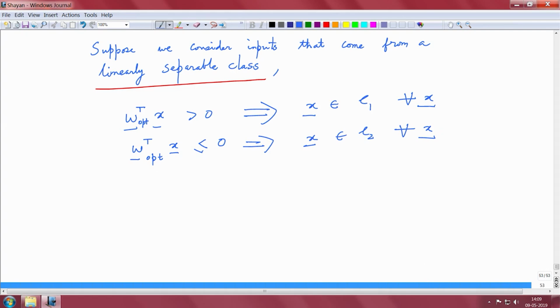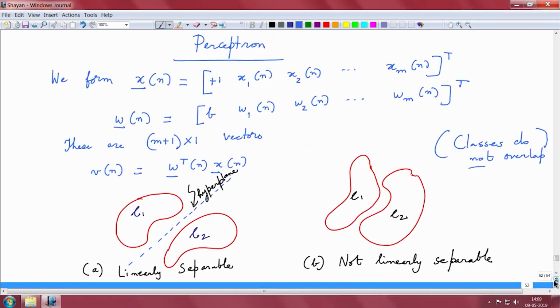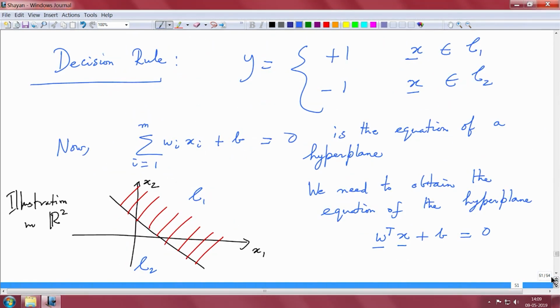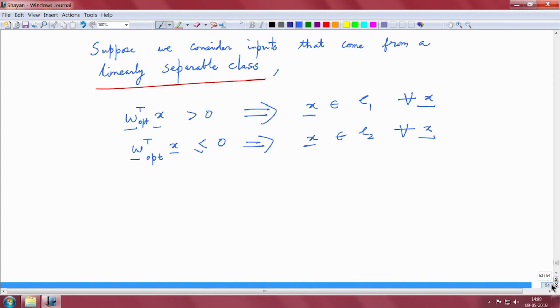Now, this is what we want, and this is obvious from the diagram that I had earlier. If you visualize this diagram, everything which is on this part of the hyperplane is C1, anything which is on the other side of the hyperplane is C2. So, we can kind of think about it. This equation is basically describing this geometry.